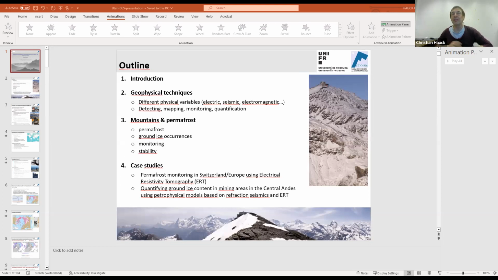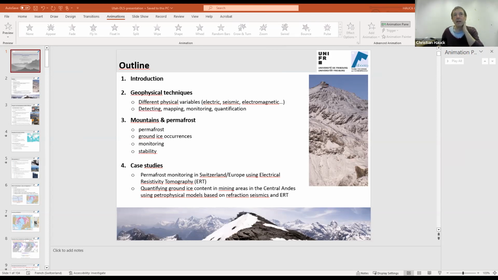how geophysical techniques can be used in mountains and permafrost specifically, and why this is so important, but also why it's so interesting from the geophysical point of view, because permafrost, as we will see later, is quite a unique mixture of quite a lot of different materials, and it can be very, very variable. So this is why it's also challenging for geophysics, but of course also very interesting. So there will be some parts about the different ground ice occurrences in mountain permafrost, and then the need to monitor that, also regarding the stability.